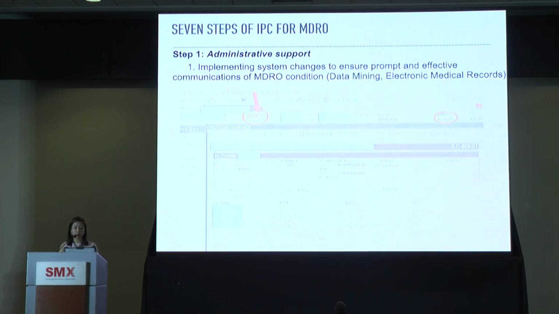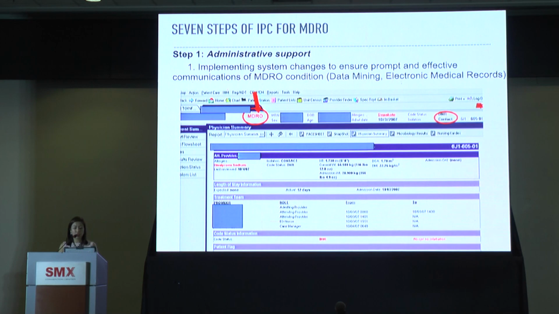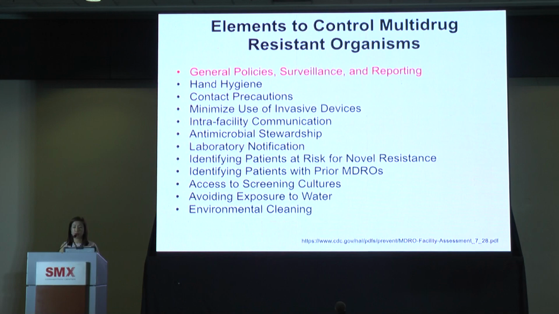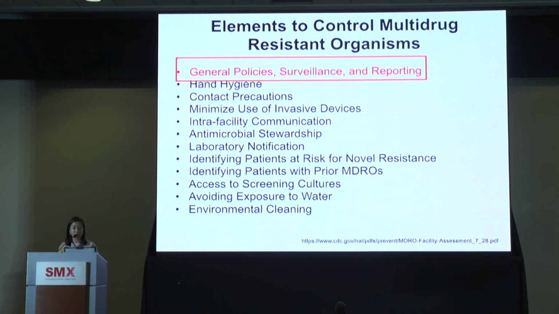So administrative support, implementing system changes to ensure prompt and effective communication of MDRO conditions. I believe some institutions have this modern technology already of having electronic medical records which show that this patient is an MDRO patient and that requires contact precaution for isolation. So it's one of the elements to control multidrug resistant organisms, having general policy, surveillance, and reporting.